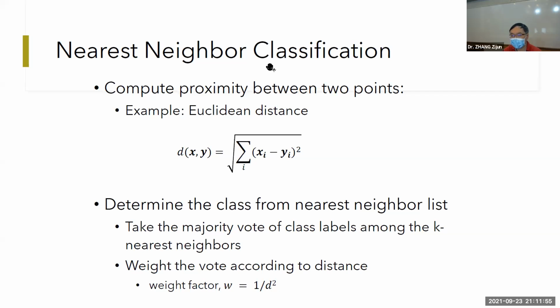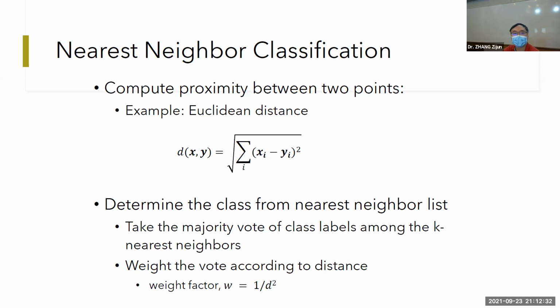Okay. So distance is sometimes also called proximity. We have described that in the previous clustering concept. So compute the distance between 2 points. Usually we can use Euclidean distance, but later we will show a case where Euclidean distance might not be sufficient. Usually we use Euclidean distance in k nearest neighbor classification. And we determine the class from the nearest neighbor list, taking the majority vote of class labels among the k nearest neighbors.